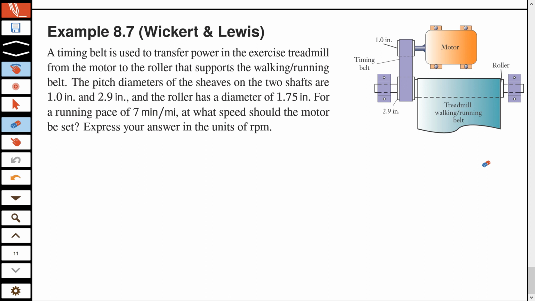So now how do I, first let's find out what is required for a running pace of 7 minutes per mile. Okay, at what speed should the motor be set? Express your answer in units of RPM.